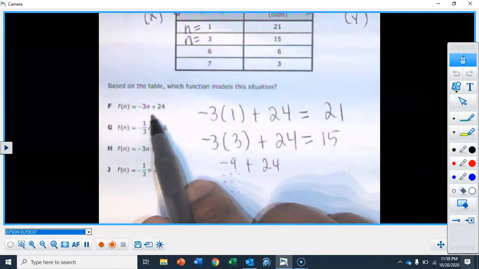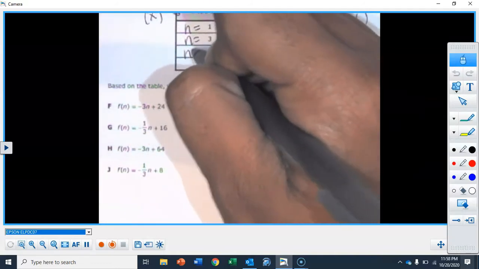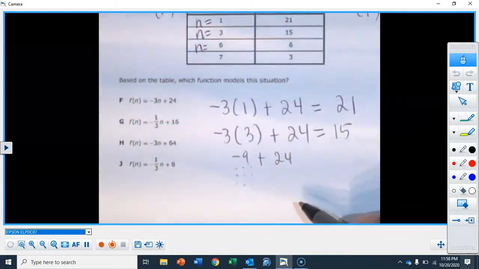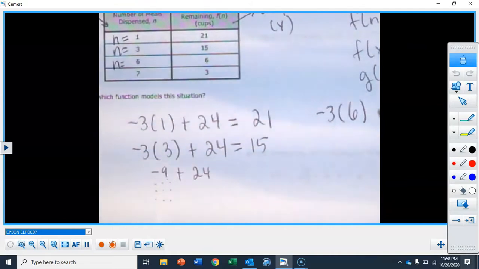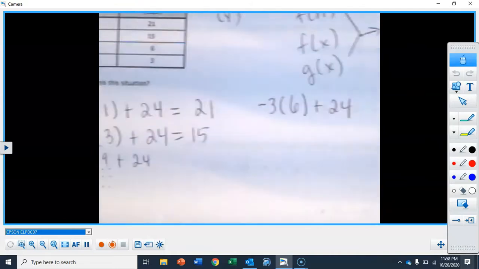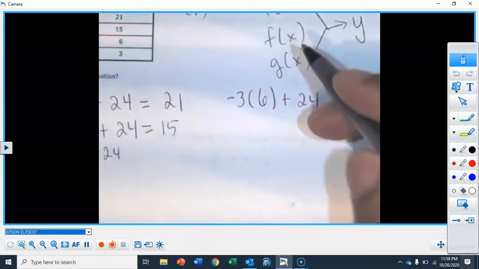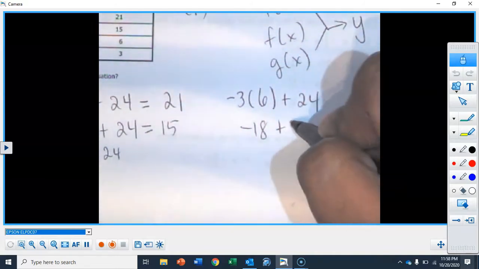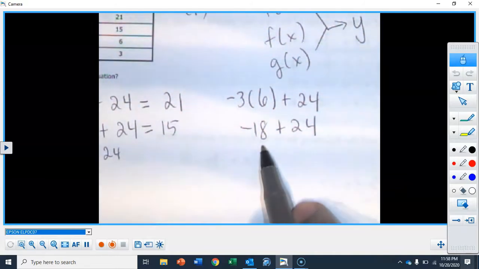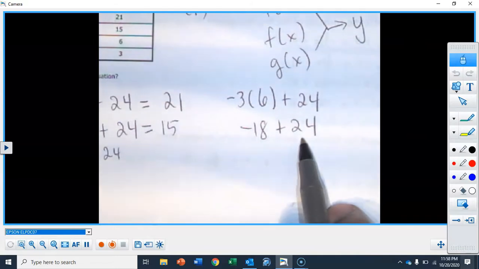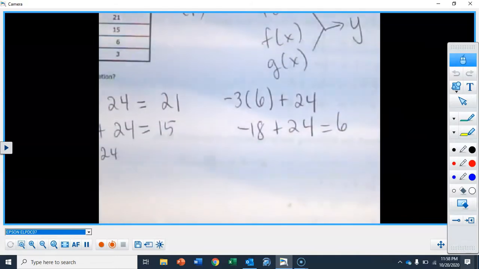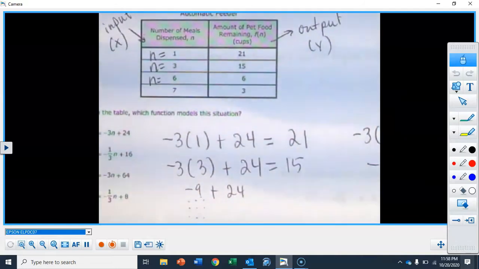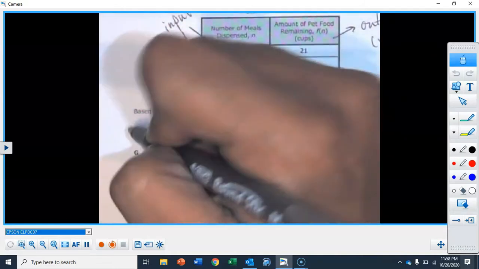So we're still liking this one. Let's do n equals 6. So we get -3 times 6 plus 24. And then for this one, this is -18 plus 24. And yes, I know that I'm going to subtract those. So this is positive 6. So far, we didn't have to do anything. The answer basically is going to be F.